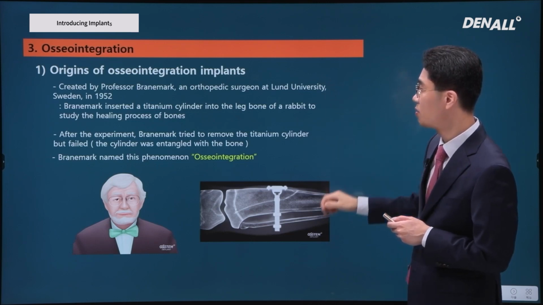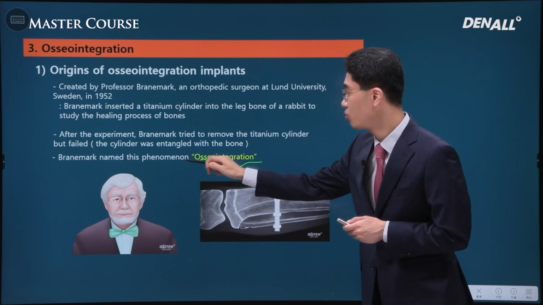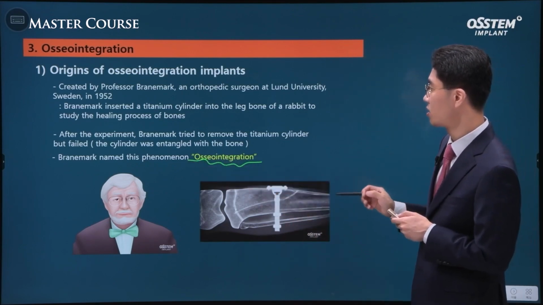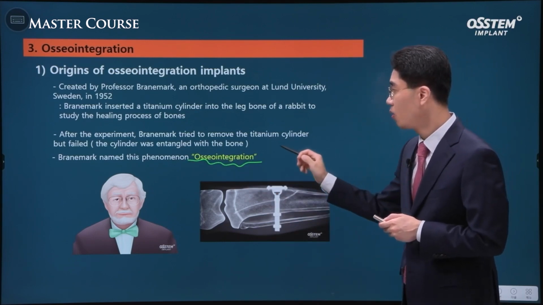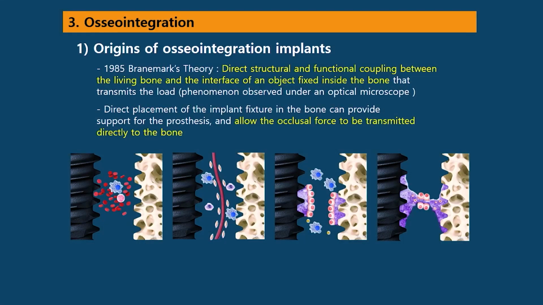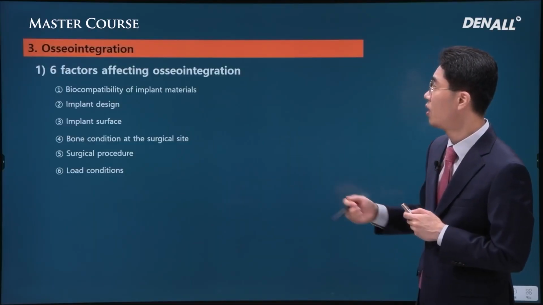Osseointegration concept has been first introduced by Professor Brånemark, and since we have always focused on this concept, the osseointegration. If you look at the origin of osseointegration, through research, it has been proven that titanium, once it is in contact with bone, it adheres to it. Based on such phenomena, we are using titanium screw as artificial teeth.